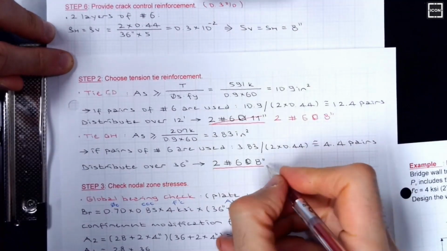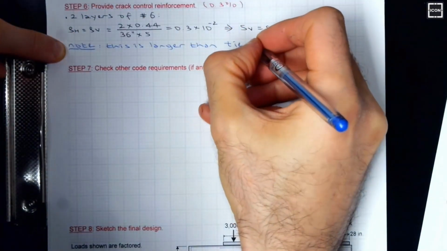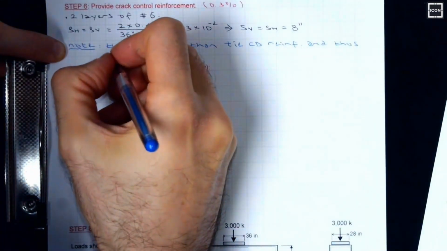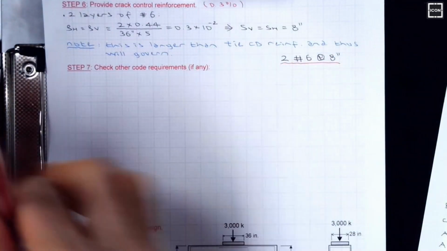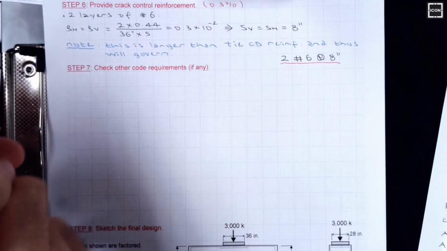This is the same as crack control. Note, this is larger than the tie CD reinforcement and thus will govern. So that's what we are going to be using for this reinforcement. For certain members, there are certain requirements.